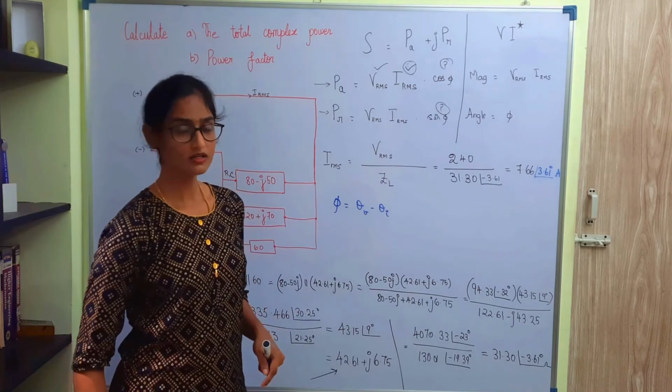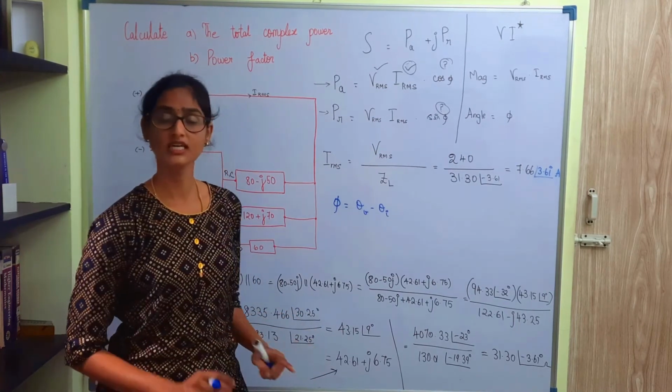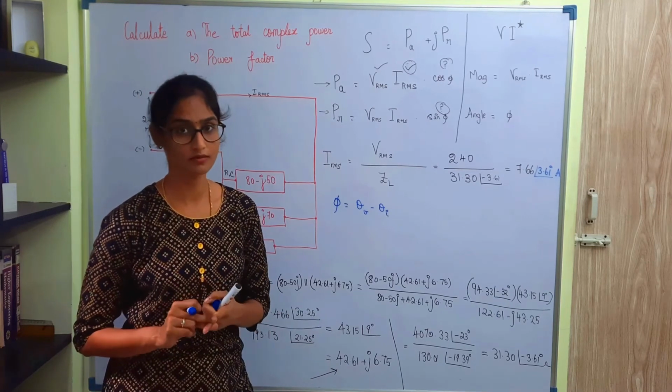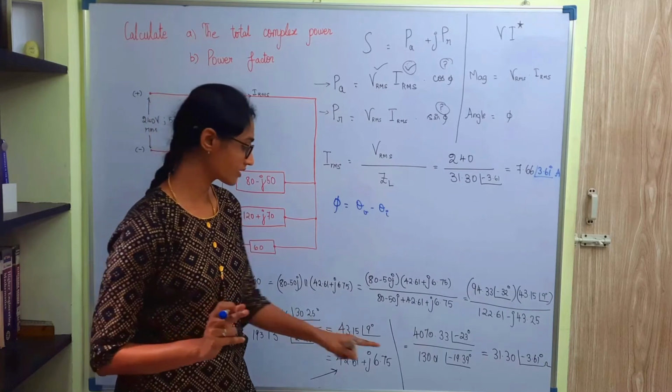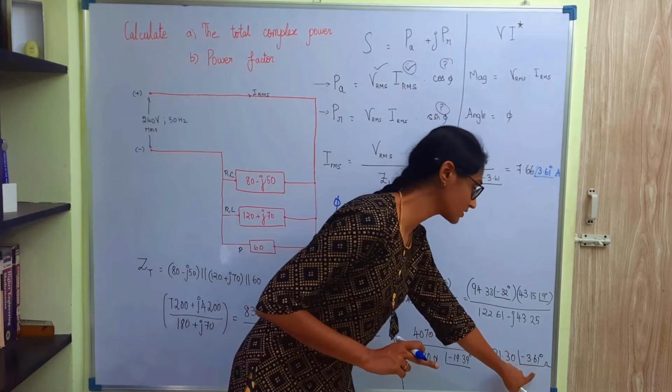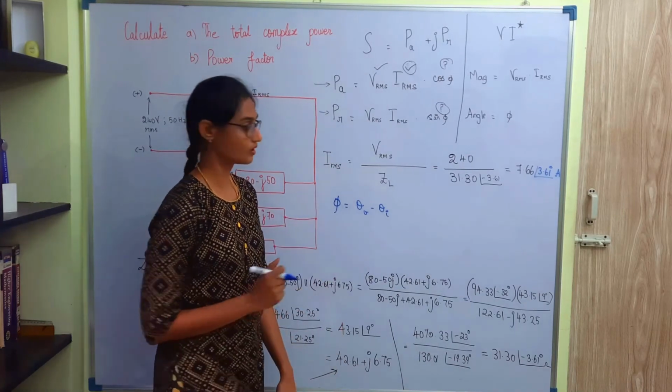Okay? Or there is another method. Whenever you get the total impedance, the angle of the impedance will be the power factor angle. Remember very clearly, the angle of this impedance is minus 3.61, right? That is the power factor angle. Let me show you how.